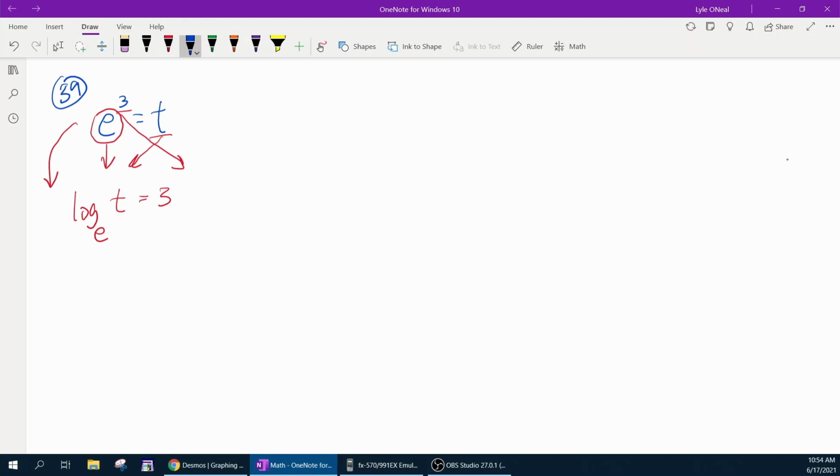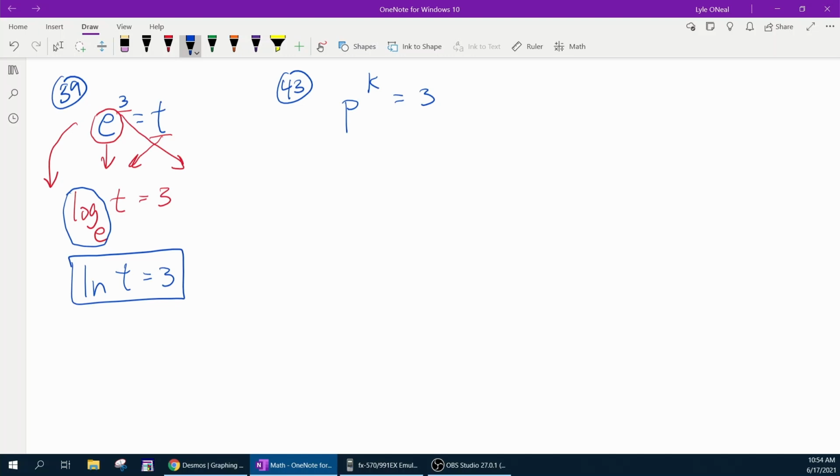Now you may need to take a step of simplification. We know that log base e can be simplified to natural log. So we're going to simplify log base e of t equals 3 to ln of t equals 3. And we're done, converting from exponential to log.